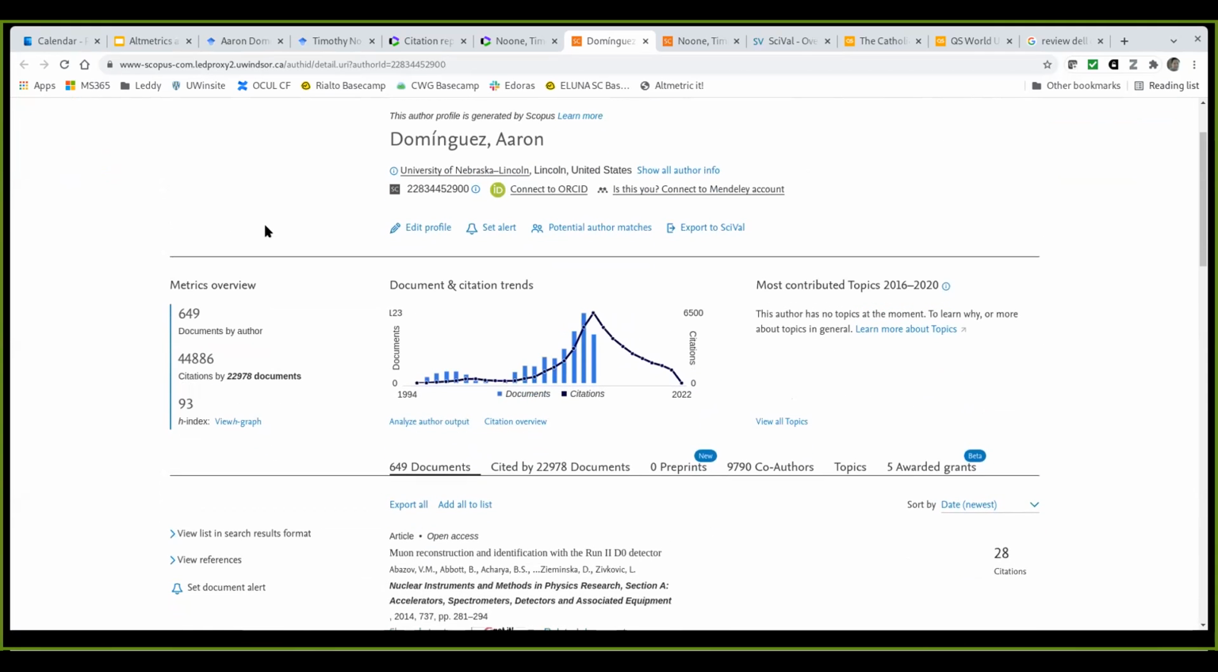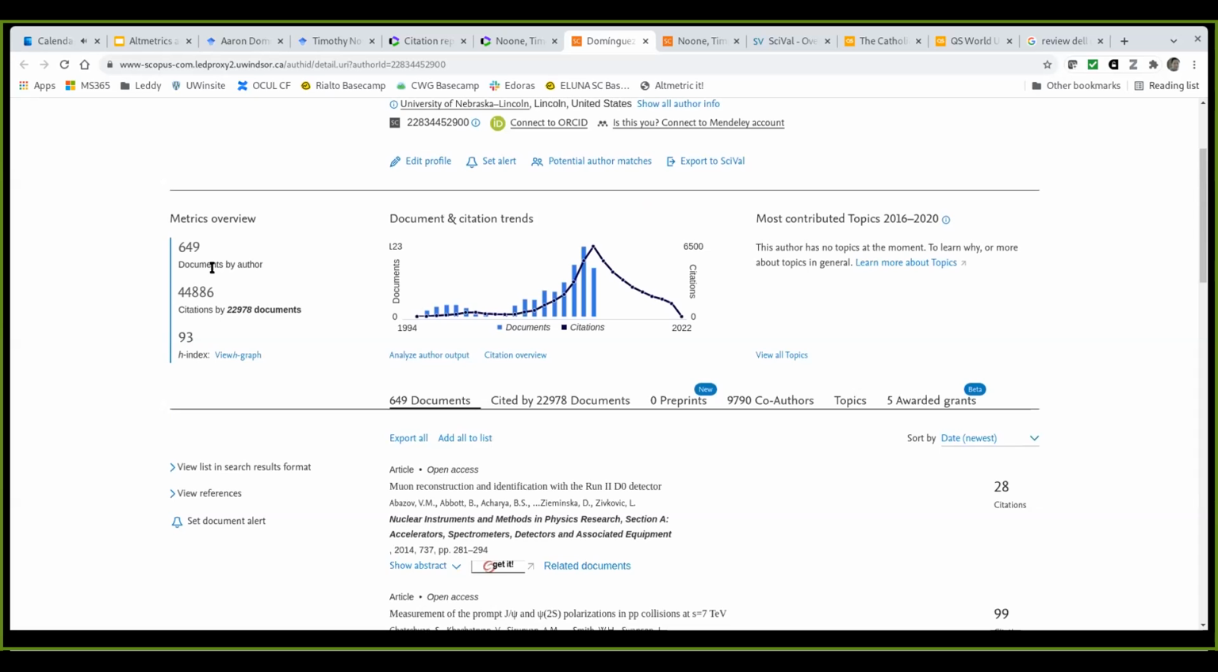Sometimes one has to do name variants to find the right person. And this is where something like ORCID can really help us, because he may publish under Aaron Dominguez, A. Dominguez. He might use his middle initial on some things. In this set on Scopus, and this is only up till 2013, the total number of documents that we have in here is 649 with about 45,000 citations. So that's different than what we found in Web of Science.